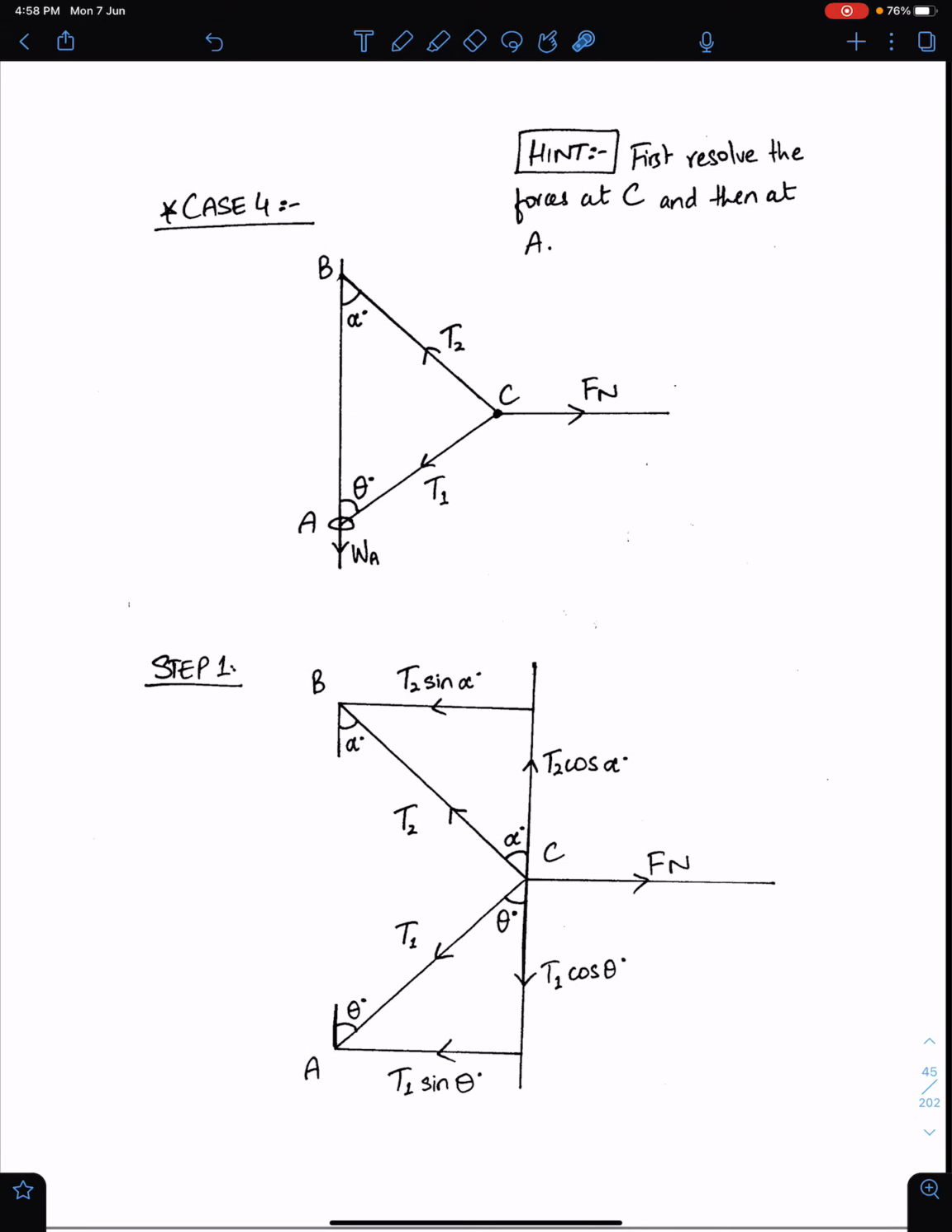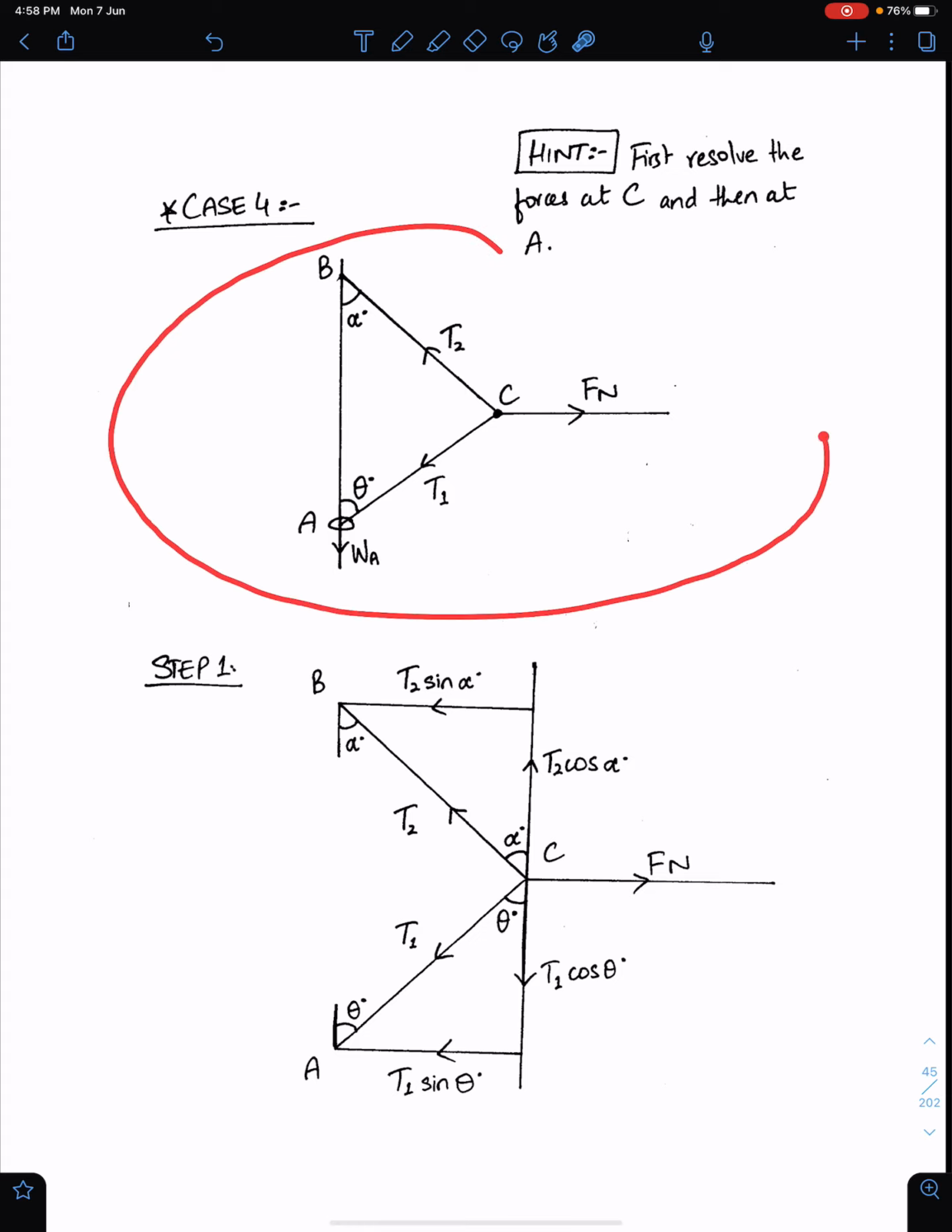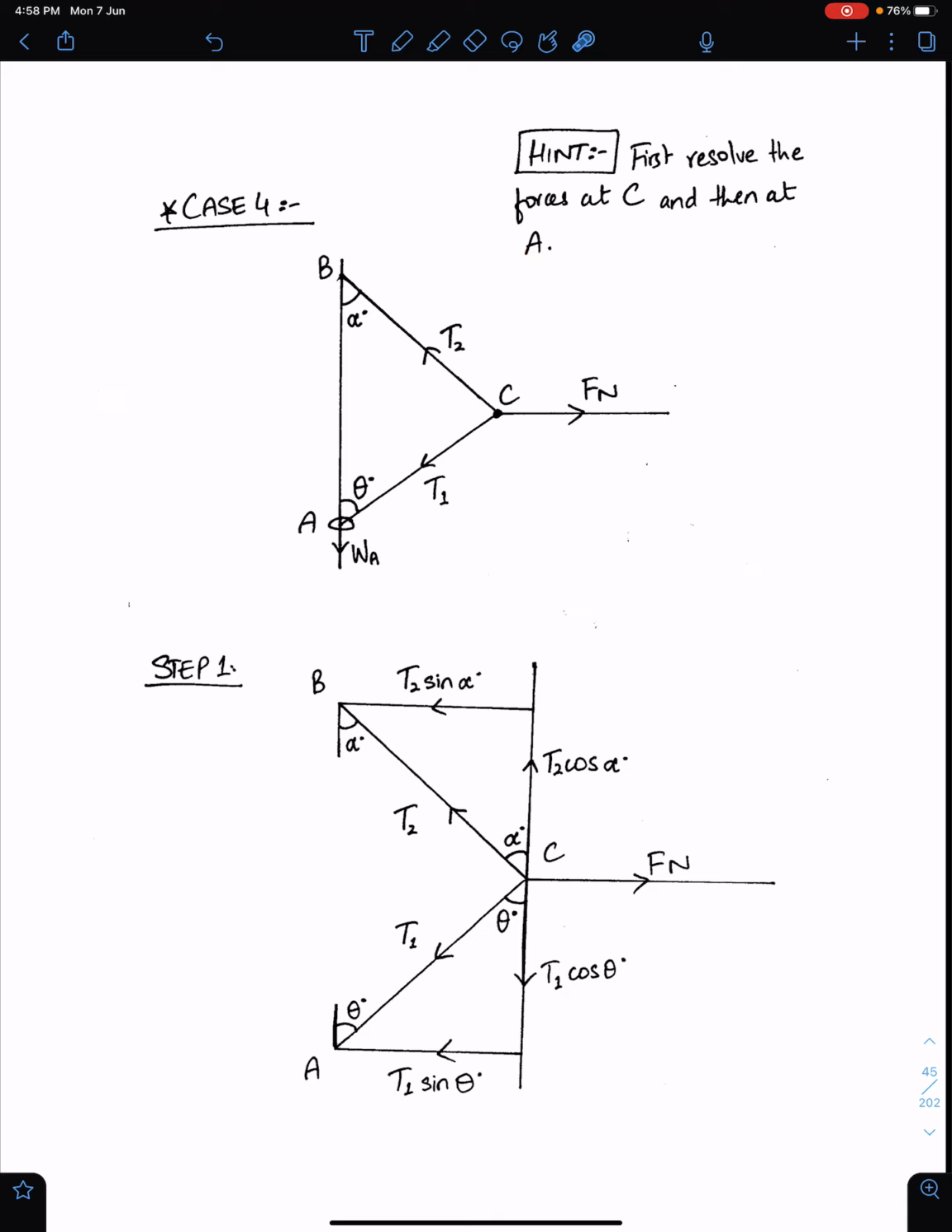Case 4. Now we have this situation. So the hint is first resolve forces at this point and then resolve forces at this point. When you will resolve forces at C, you will have this situation. Make the axis at C. These are the axes. So F Newton is here.